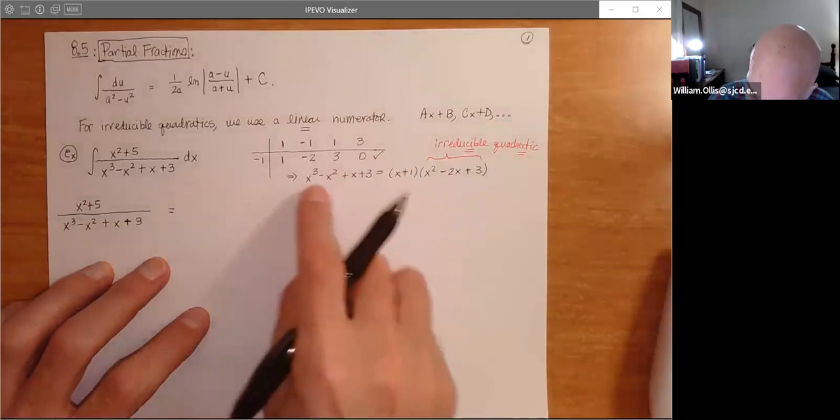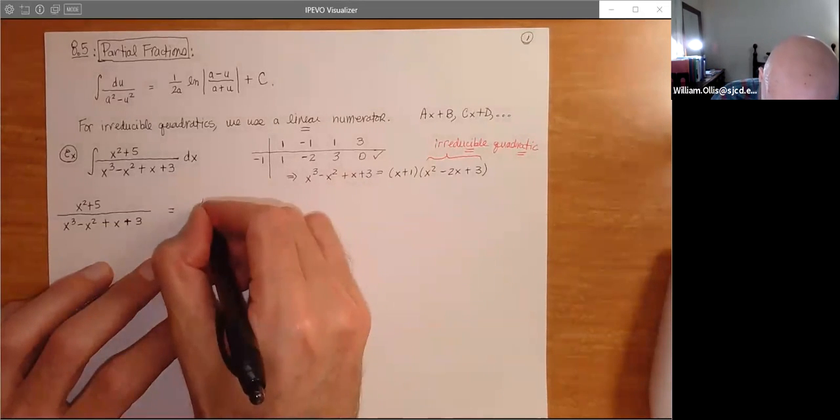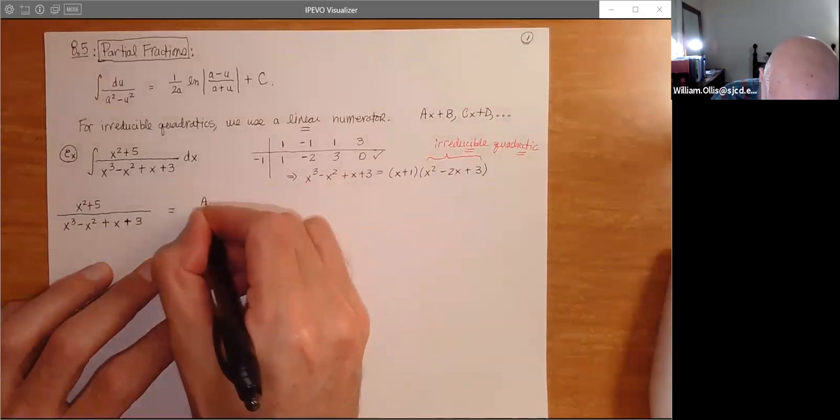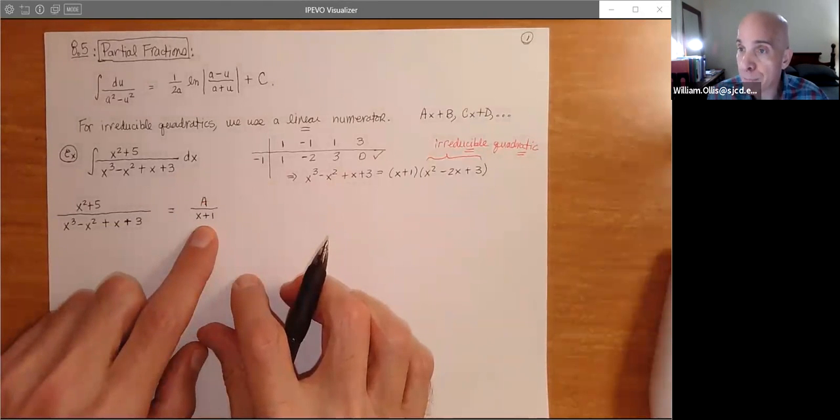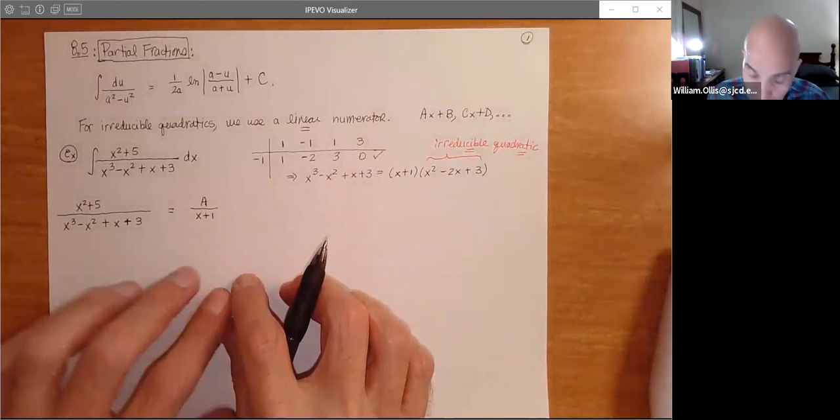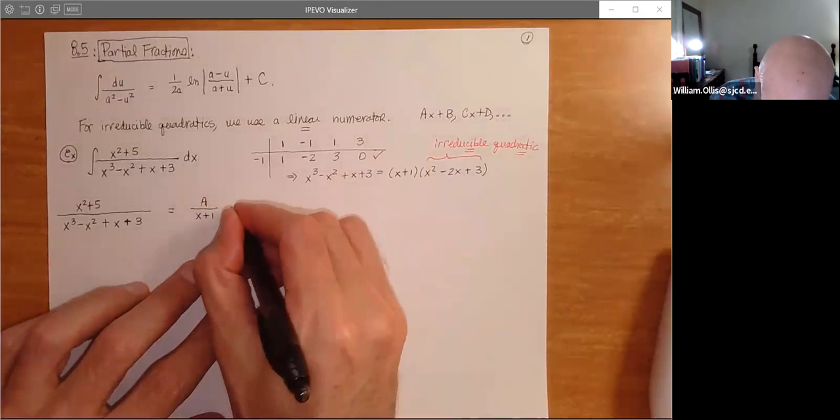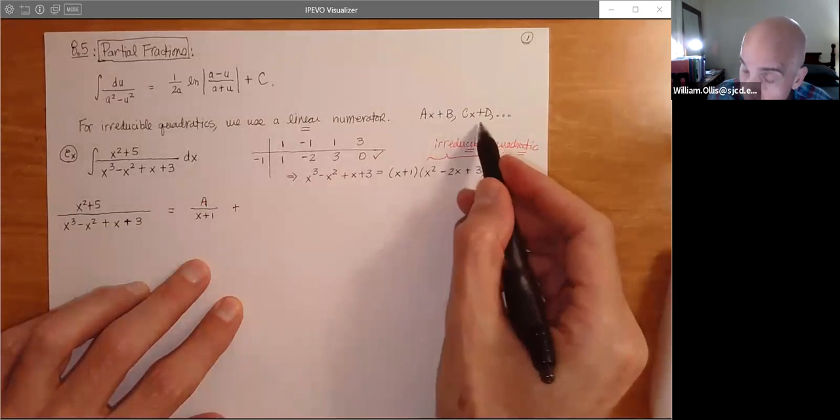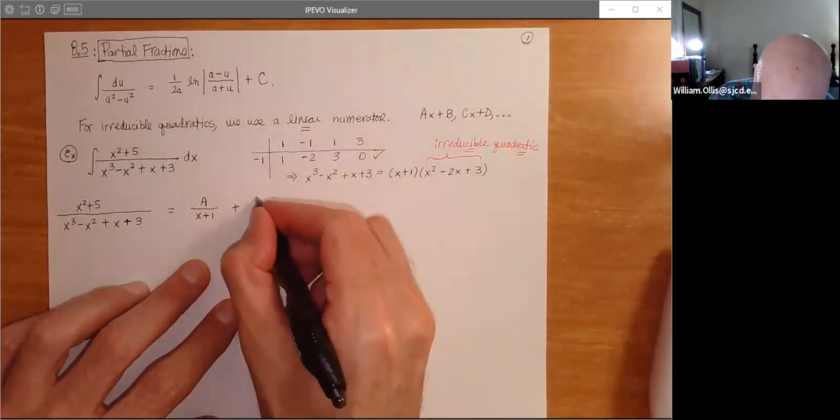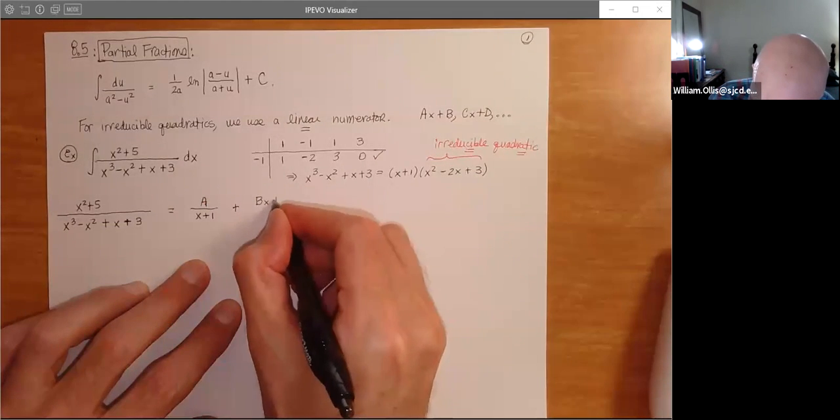So now we have our first linear factor. So that just gets an a over x plus 1. That's a distinct linear factor. So the decomposition would have this form, and we would need to determine the a. And then for the next factor, which is the irreducible quadratic, we need to have a linear numerator. So we'll just start with b, bx plus c.